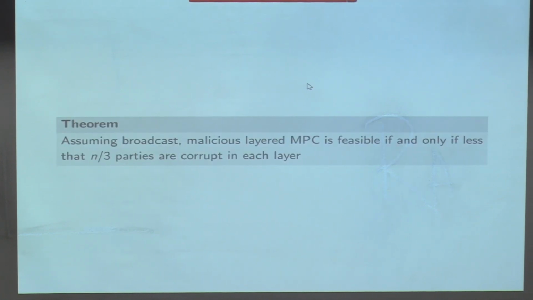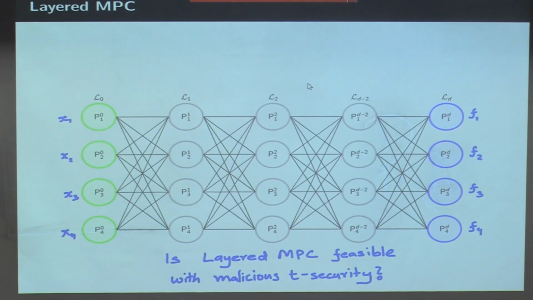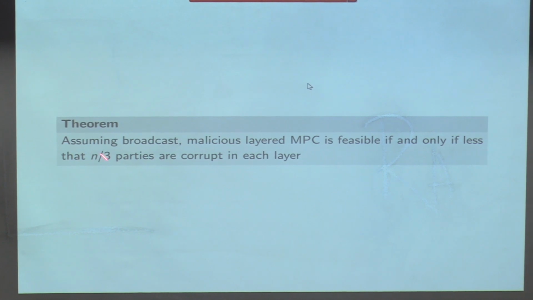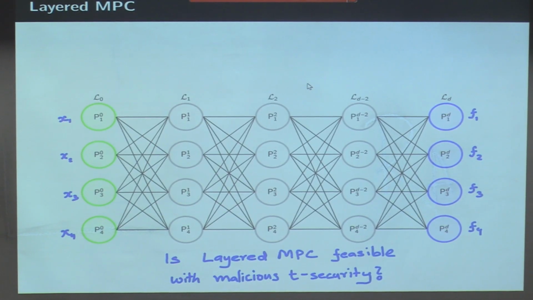Our main result here is showing that indeed they can compute any function that they want with T security against a malicious adversary, as long as T is less than n by 3. That is, if less than n by 3 parties are corrupted in each layer, then every function can be computed in this model. There's a crucial point, we will see why it is there. It turns out that we necessarily require that not only can these parties communicate over this network, but they also have a broadcast channel available. That is, a party can broadcast a message to the next layer.